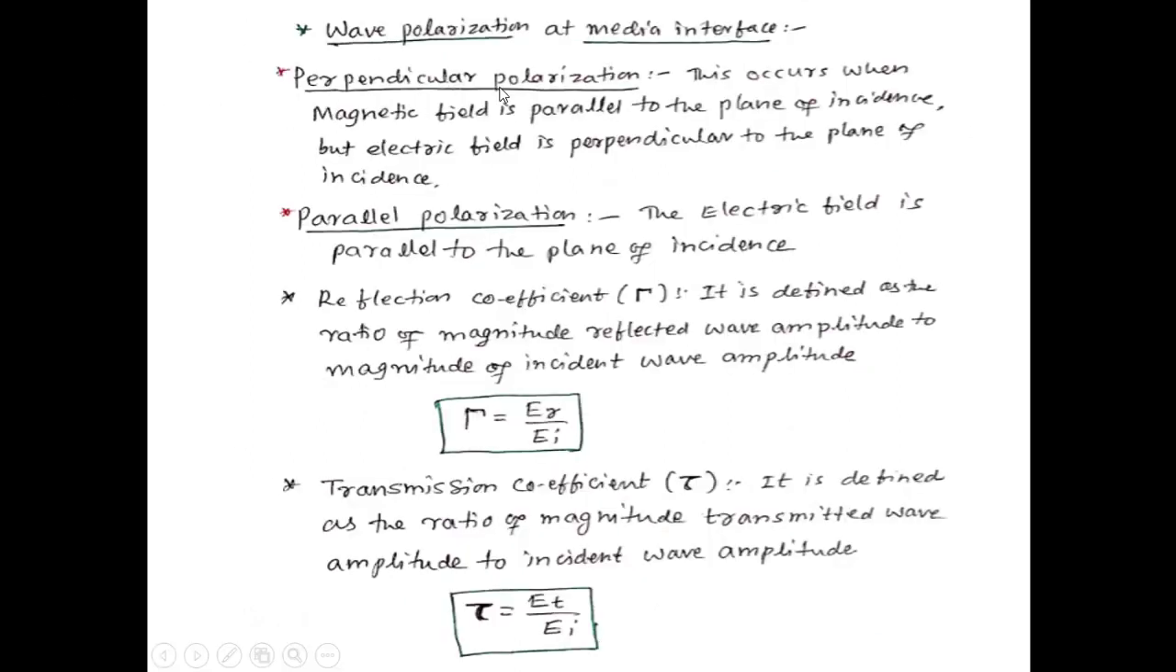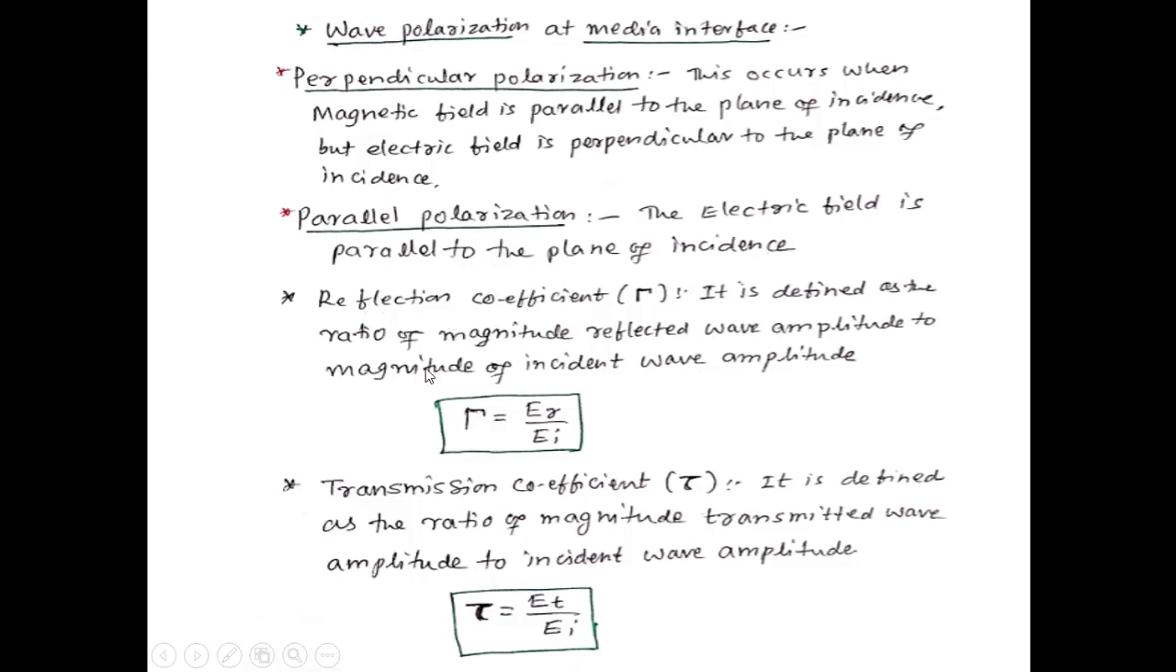Next, the wave polarization at the media interface. There are two types of polarization. First one is perpendicular polarization. This occurs when the magnetic field is parallel to the plane of incidence, or the electric field is perpendicular to the plane of incidence. In parallel polarization, the electric field is parallel to the plane of incidence.